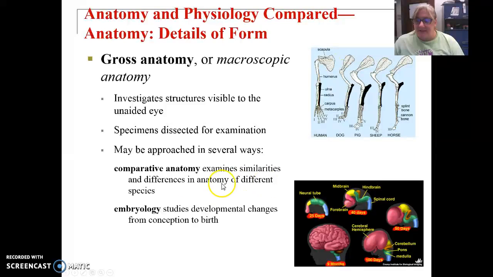Embryology is the study of development. So the study of the development of a structure. So this would be neuroembryology, how the neural tube develops. Here's at 25 days, 40 days, 50 days, 100 days, and here's at 9 months, the fully formed, not fully developed, but a fully formed brain.